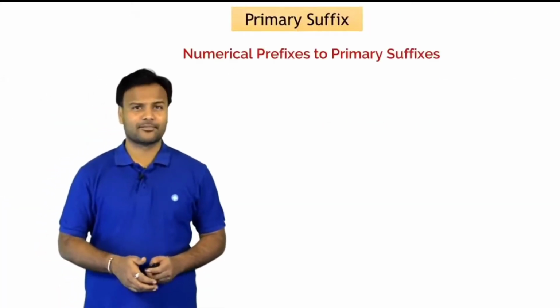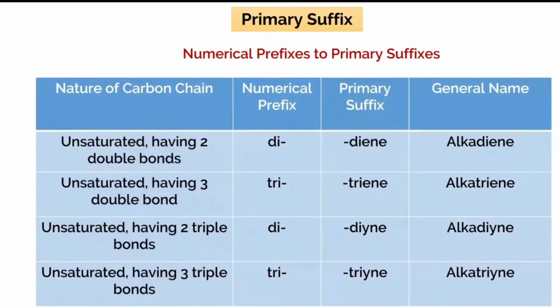So, let's see numerical prefixes to primary suffixes. Have a look at this: nature of carbon chain, numerical prefix, primary suffix and general name. For example, if you have two double bonds, then the numerical prefix will be di, so your primary suffix now will be diene. So, it is called alkadiene. If you have three double bonds, then it is triene, so it is alkatriene. In the same way, if you have two triple bonds, it is called diyne, and three triple bonds, it is called triyne. So, if you see their general names, it will be alkadiene or alkatriene.